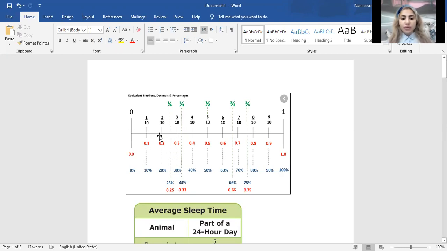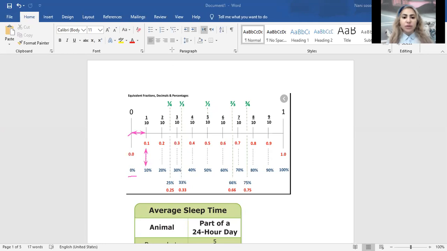So if I gave you a number line like this and I told you what is the percentage here? You will tell me the percentage is 0%, because we are at 0. Okay. And if we started from here to here, so to 0.1, which is equivalent to the fraction 1 out of 10, so our percentage is 10%.